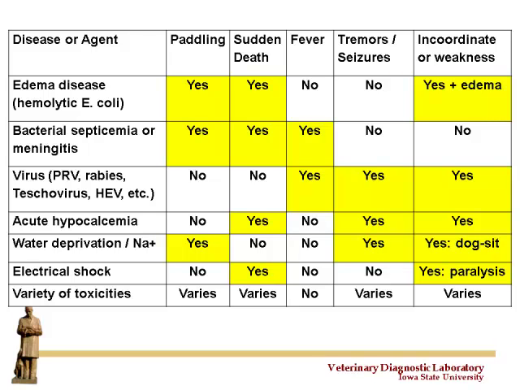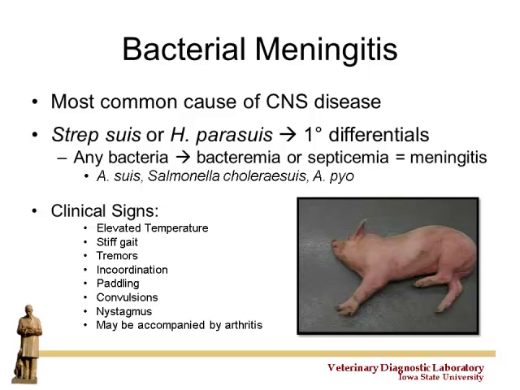Obviously, there's a lot of different differentials, but this is just Darin's quick chart of what he sees or hears from people with these certain differentials. So we're going to get into our differentials, and like I said earlier, and Amber alluded to, and so did Dr. Rosso, bacterial meningitis is probably the most common. Strep suis or Haemophilus parasuis being our primary differentials. However, it should be stated that any bacteria that can cause a bacteremia or septicemia can equal meningitis. So there are some other differentials: Strep suis, Salmonella choleraesuis, now Trueperella pyogenes. Those are all in there.